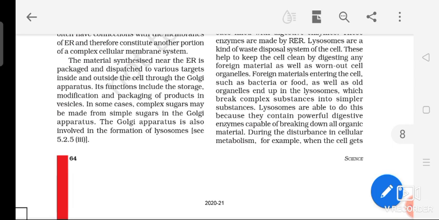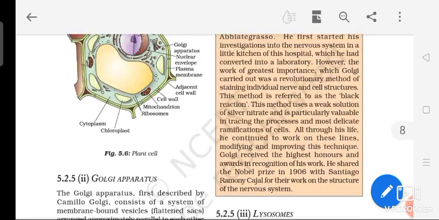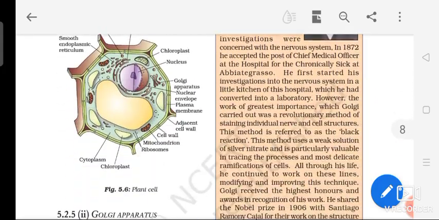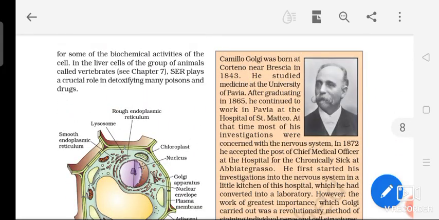In some cases, complex sugars may be made from simple sugars in the Golgi apparatus, and it is also involved in the formation of the lysosomes. Camillo Golgi discovered the Golgi apparatus and he gave his name to it.